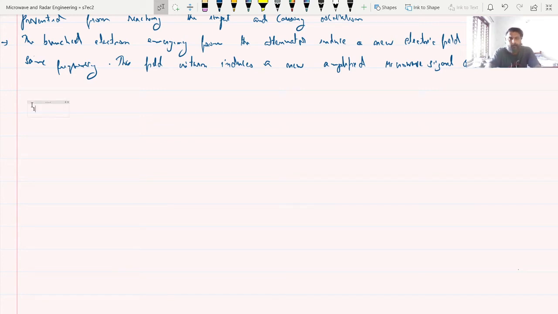Hello and welcome back to the amplification process of the traveling wave tube amplifier. Let me continue from the previous session where I stopped. I told you the bunched electron emerging from the attenuator will induce a new electric field with the same frequency. The field in turn induces a new amplified microwave signal on the helix, and the amplified signal can be taken out from the RF out section of the helical structure.